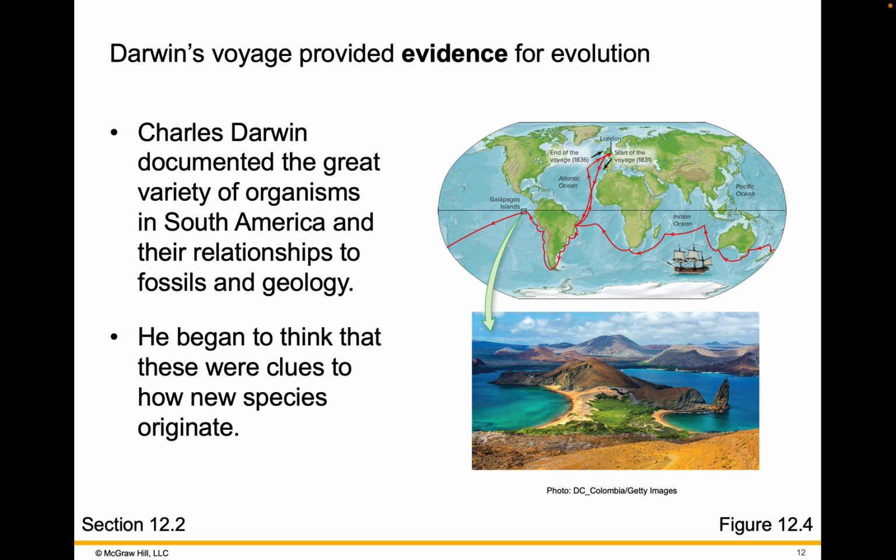All right, Darwin's voyage. So Darwin took this famous trip around the world, leaving from London. He sailed around the coast of South America, visited the Galapagos on his way over to Australia, around the southern cape of Africa, back to South America before heading back to Europe. So while on this voyage, Charles Darwin documented the great variety of organisms in South America and their relationships to fossils and geology. And he began to think that these were clues to how new species originate or get started.